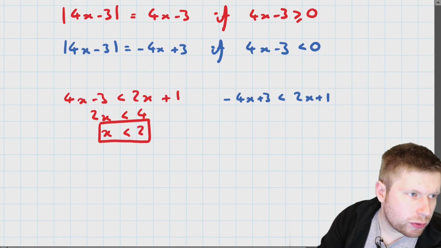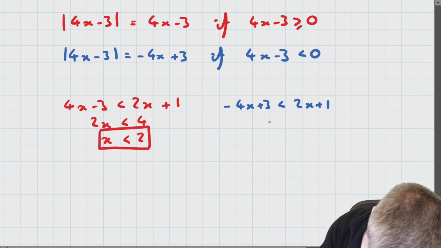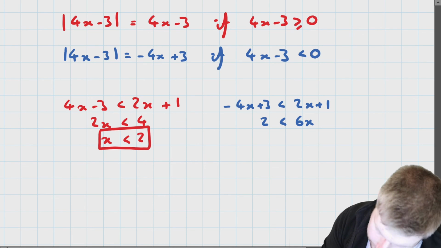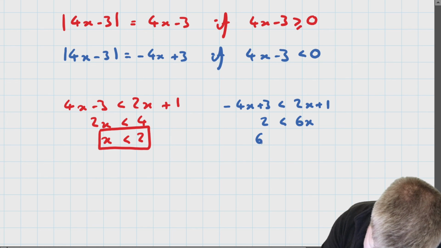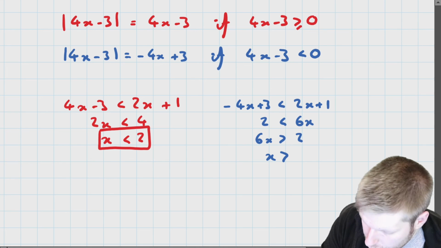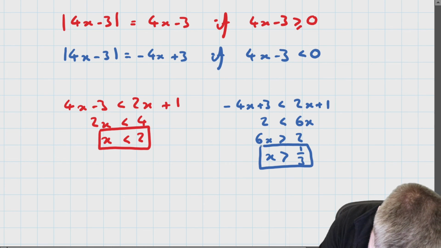Okay, so let me just scroll up so we've got it. So first of all, I'm going to add 4x to both sides and take away 1. So I get 2 is less than 6x. And then what I can do is just swap the sides over. I'll get 6x is greater than 2, which means that x has got to be greater than 2 over 6, or 1 over 3. Okay, so that's the other situation that I can have.